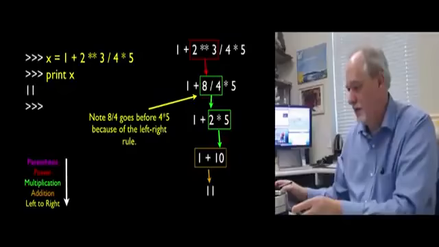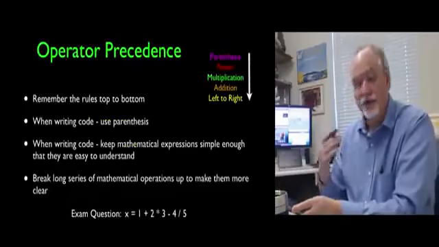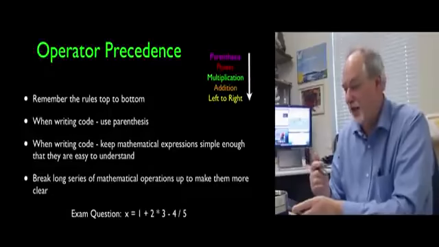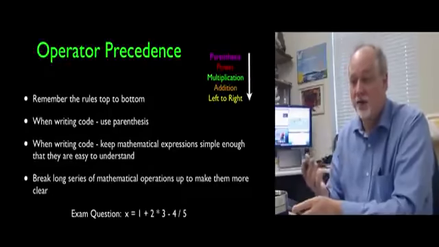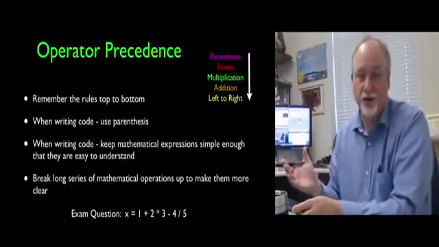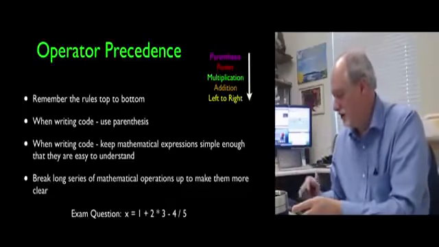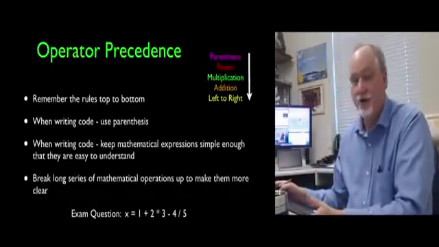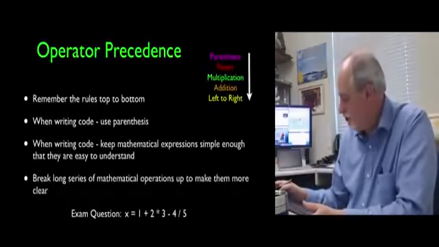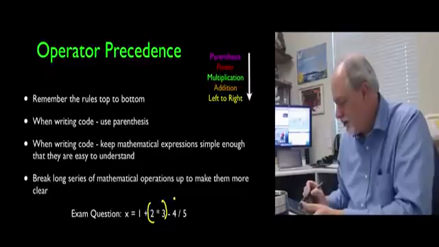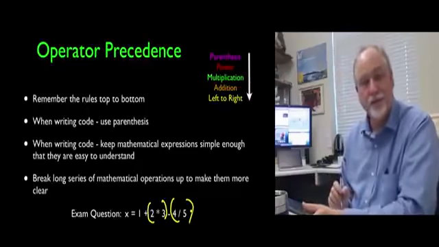Okay? So there's the rules that are parentheses, power, multiplication, addition, and then left to right. But smart people usually just put parentheses in. You know, so here's an exam. Oop, go back. Here's an exam question. Now, I wouldn't write this code this way. I would put a parenthesis here and a parenthesis there.